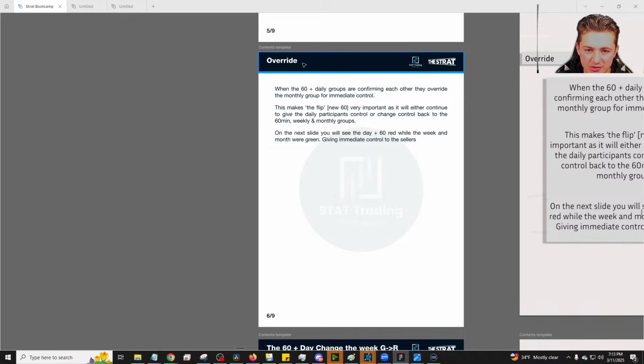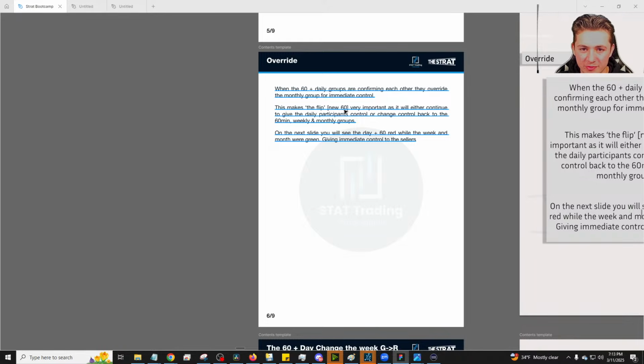Now, the next thing we want to understand is override. We already kind of explained it. But if the 60 and daily groups confirm each other for control, they override the monthly group for immediate control of what's happening today and right now. Now, this makes the flip, which is the new 60-minute open, super important. Because if the week and month are red, but the day and 60 are green, and then the new 60-minute opens and the 60 goes red, well, that would change control on the 60-minute. Because the 60 has direct control of right now.